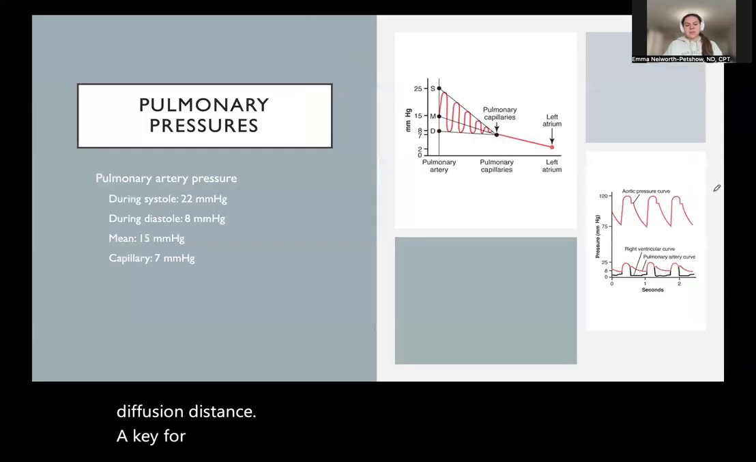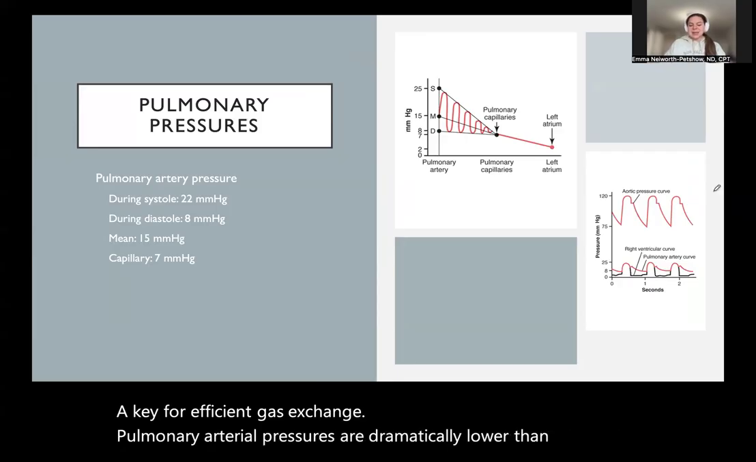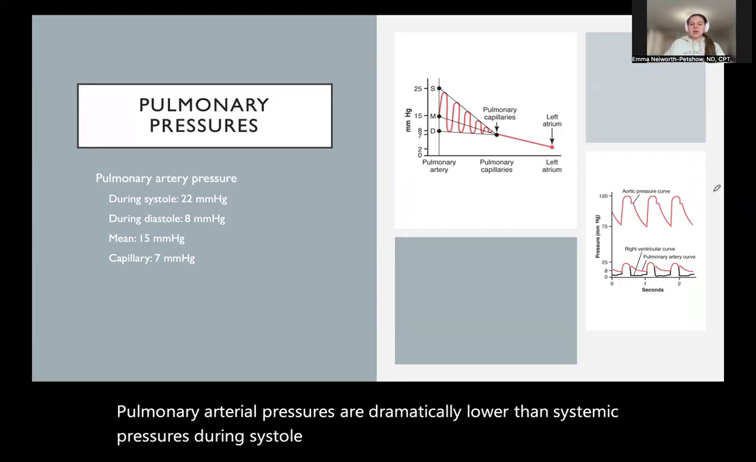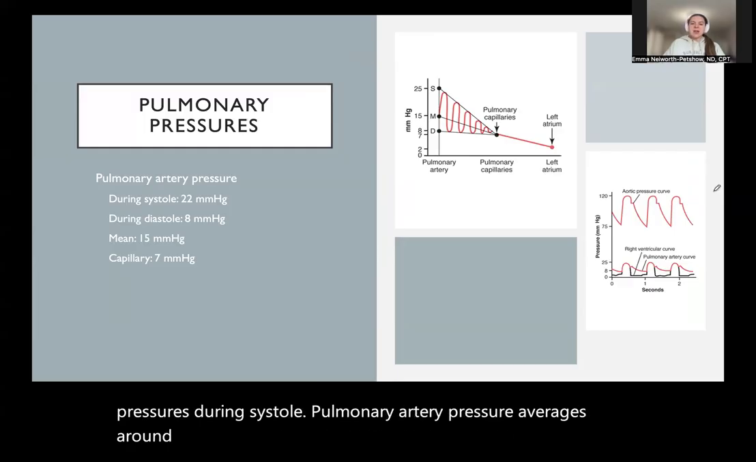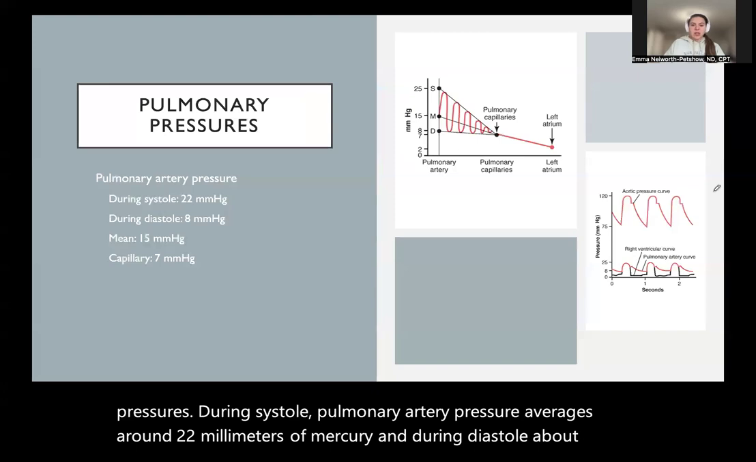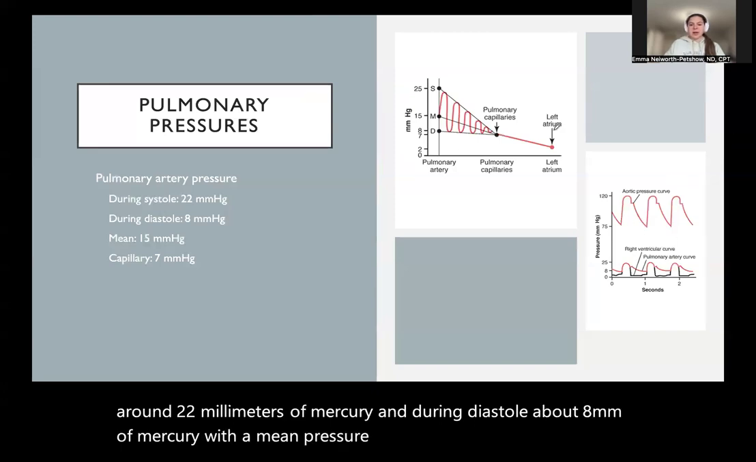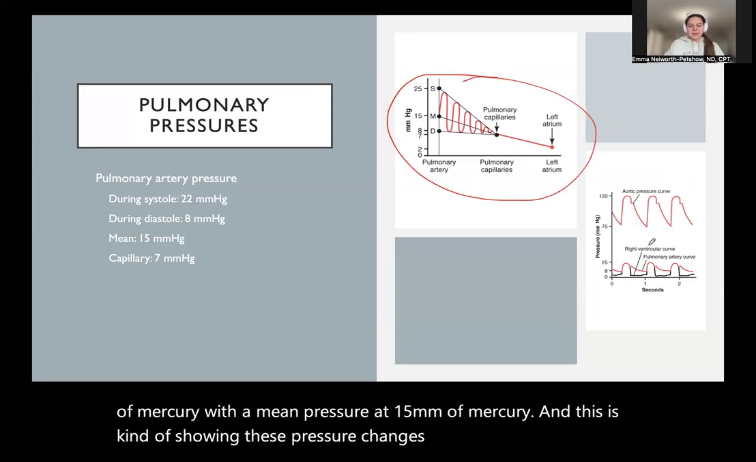gas exchange. Pulmonary arterial pressures are dramatically lower than systemic pressures. During systole, pulmonary artery pressure averages around 22 millimeters of mercury, and during diastole, about 8 millimeters of mercury, with a mean pressure of 15 millimeters of mercury. And this is showing these pressure changes here on this slide.